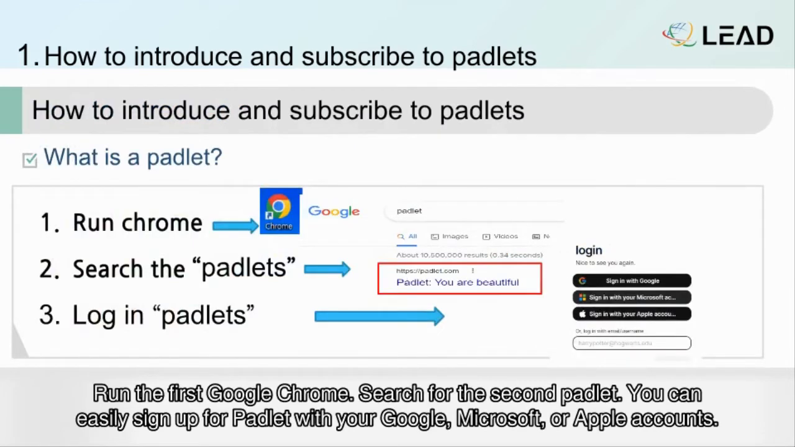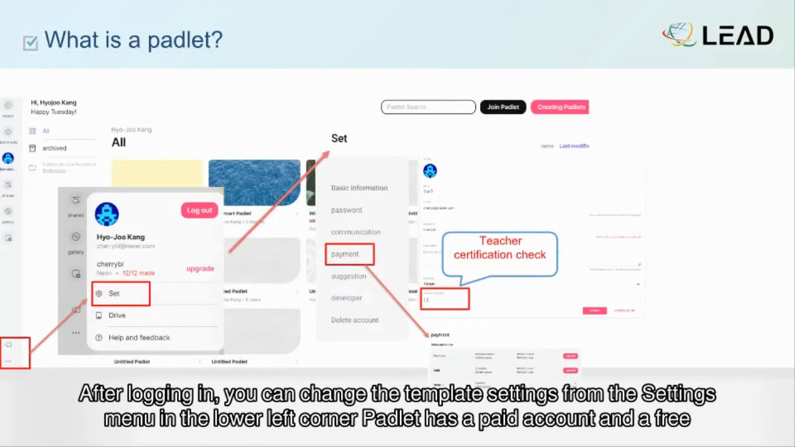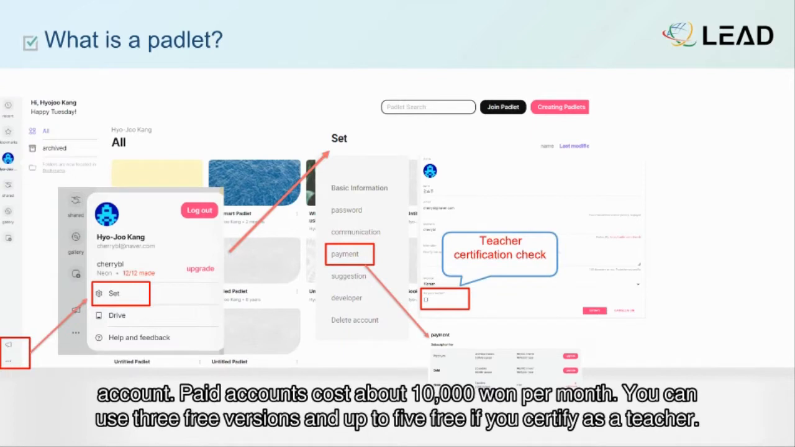Run Google Chrome first. Second, search for Padlet. You can easily sign up for Padlet with your Google, Microsoft, or Apple accounts. After logging in, you can change the template settings from the settings menu in the lower left corner. Padlet has a paid account and a free account. Paid accounts cost about 10,000 won per month. You can use 3 for free, and up to 5 for free if you certify as a teacher.